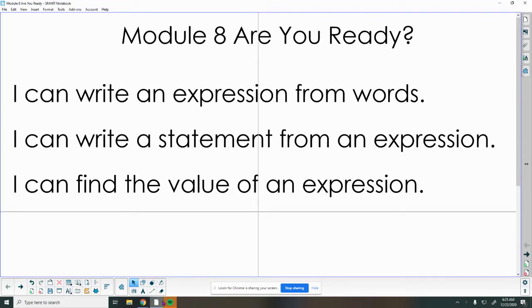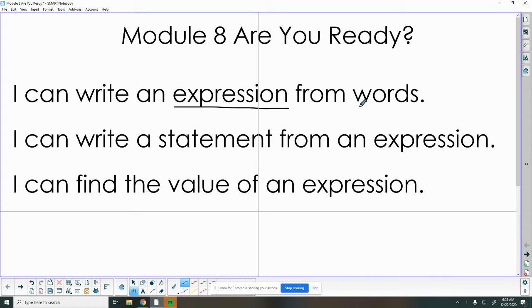Before we do our Are You Ready today, I want to go over a few things that you guys have learned in previous years in school. Just get those back in your mind so that you are able to do well on this. So we are going to be writing an expression from words. An expression is pretty much like an equation. It just doesn't have the equal sign and the answer with it. So it's really just the problem. What are you going to do?